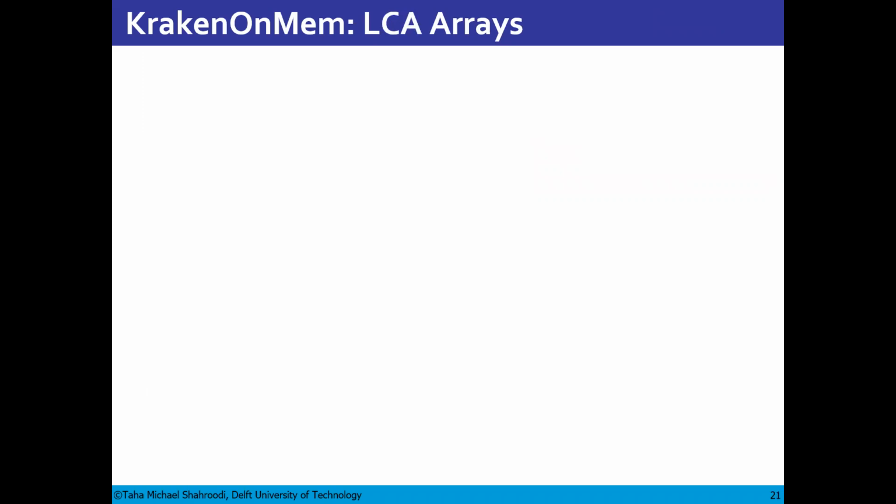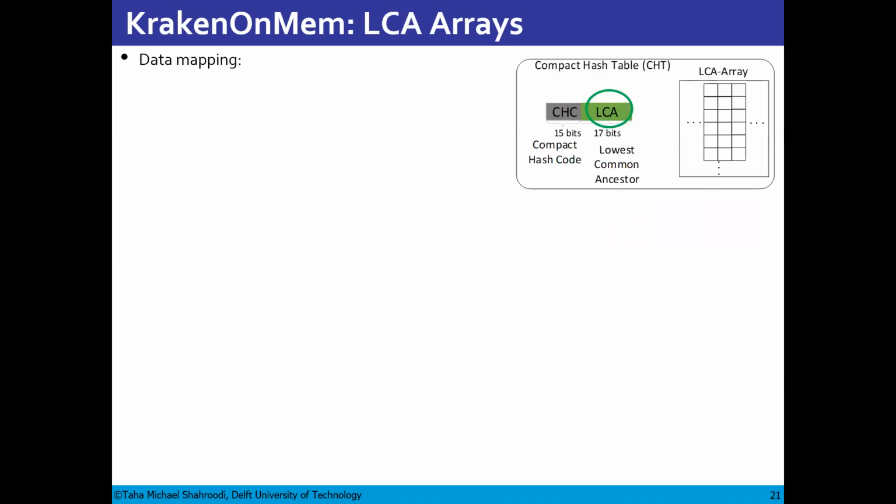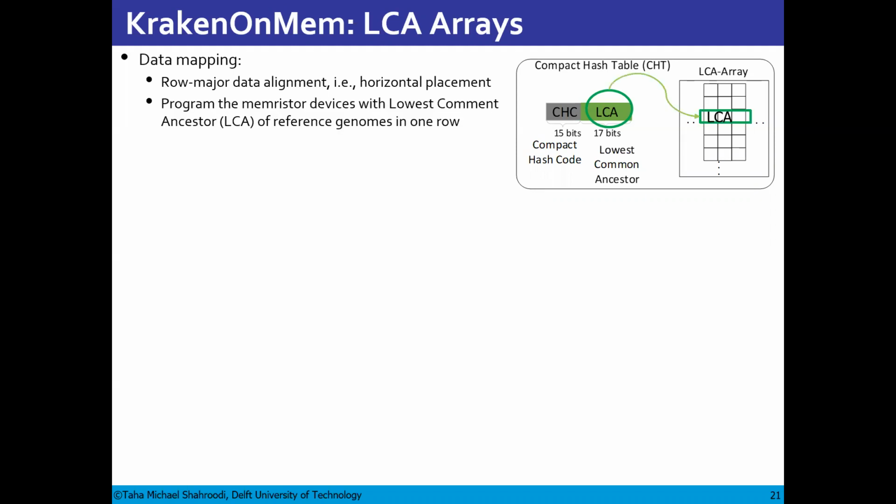For retrieving the taxonomic label, we use LCA arrays. The data mapping in these arrays is row major, unlike the key arrays. This means that we program our memristor devices in one row to contain the lowest common ancestor label of a reference string. This figure shows what our proposed data mapping for LCA arrays looks like.